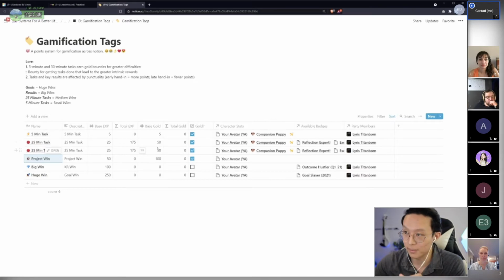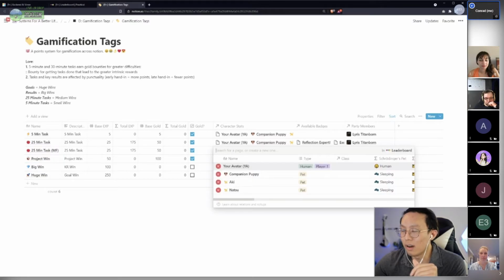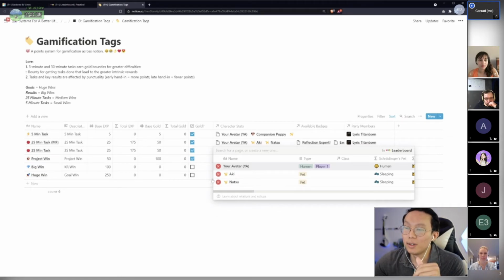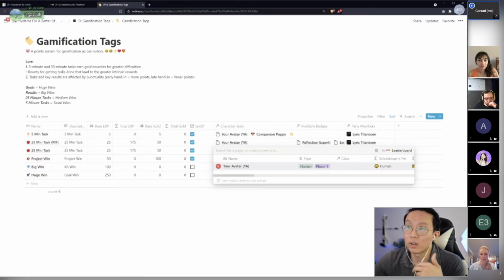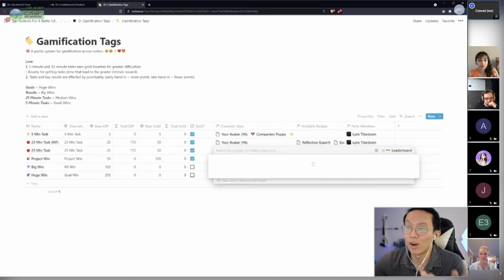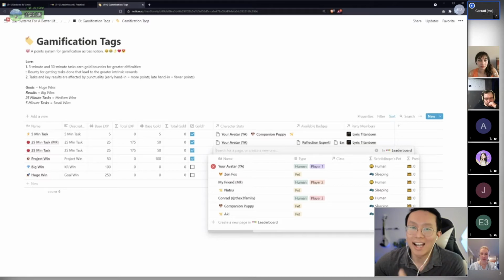For the other person. So what happens here is instead of assigning the character stats for your avatar, for this companion puppy, for Akinatsu, whatever pets you have, what we can do here is we can assign this to both your avatar as well as the avatar of your friend. So this is for all the people who are asking about how do I add a friend to my gamification system. Well, this is how we can do it, right? So not only is it for your avatar, it's also for my friend.